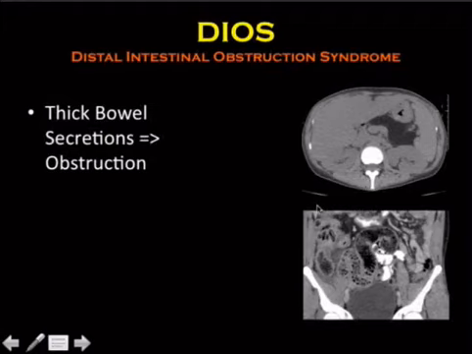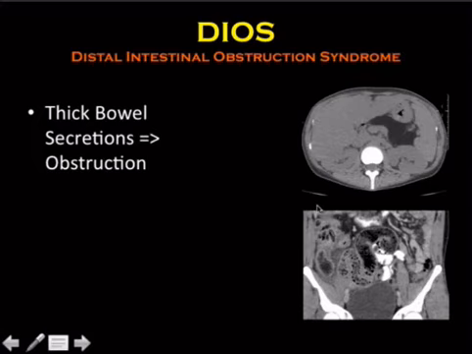So in a setting of cystic fibrosis, when you're being told that the patient has a bowel obstruction, remember, these are kids, right? They're not getting bowel obstructions unless they've had some kind of prior surgery. This is a specific entity that CF patients get. DIOS, they call it, or distal intestinal obstruction syndrome. Basically, thick bowel secretions result in obstruction. So who gets this? It is the result of poor compliance with their diet enzymes.